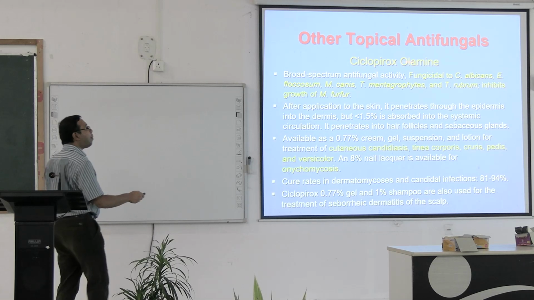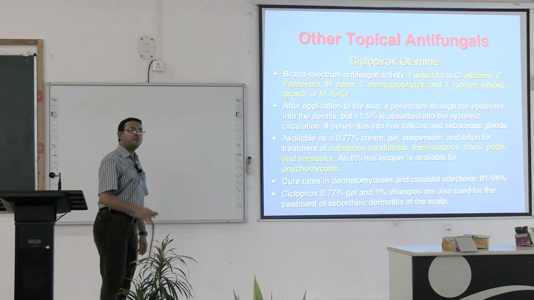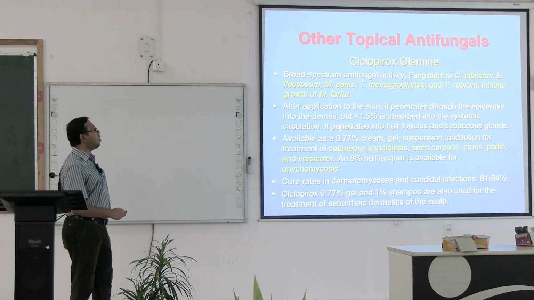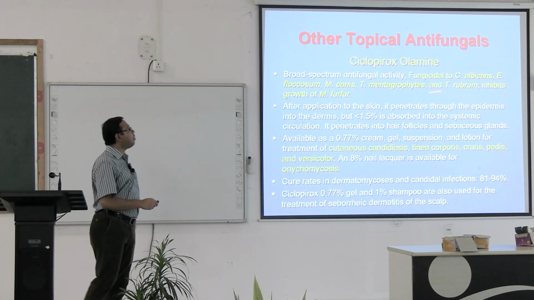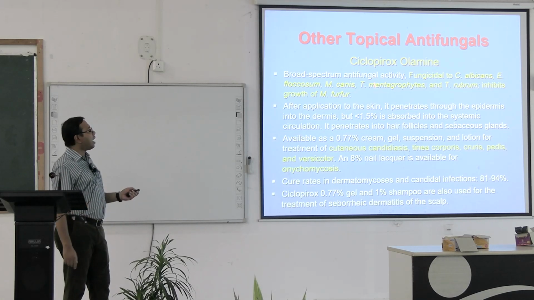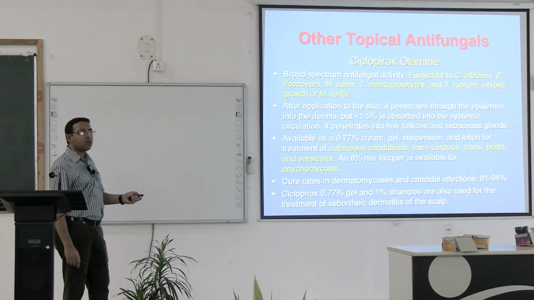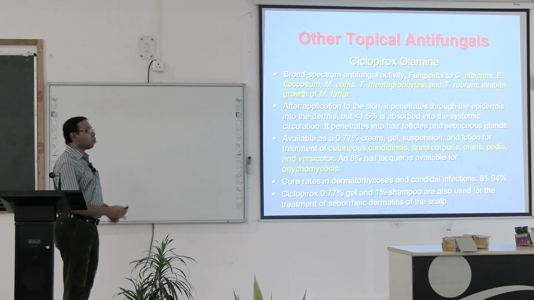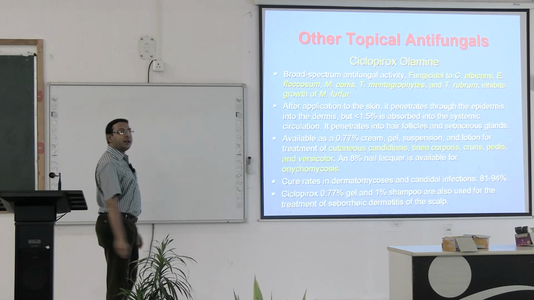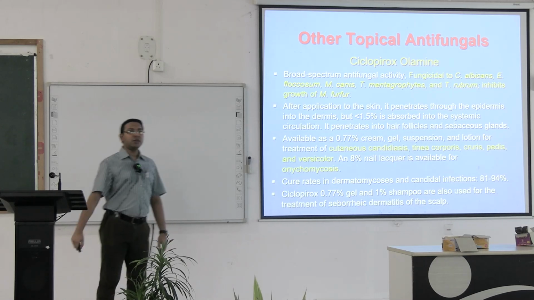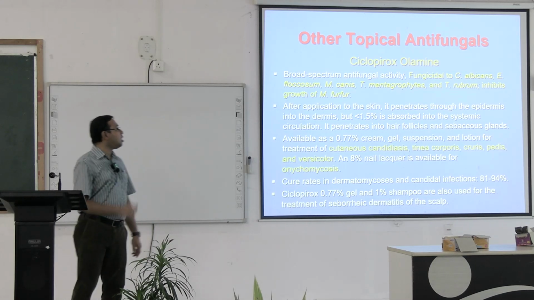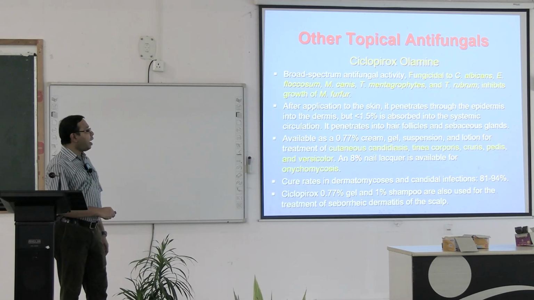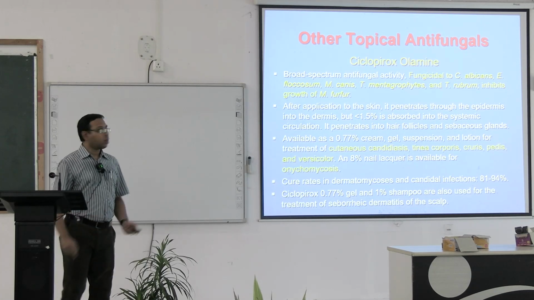For example, ciclopirox olamine, previously very commonly used, now somewhat decreased. They have broad spectrum antifungal activity, fungicidal to Candida albicans, Epidermophyton floccosum, Microsporum canis, Trichophyton rubrum, so different types of dermatophytes. They are mainly used in cutaneous candidiasis, Tinea corporis, Tinea cruris, Tinea pedis, Tinea versicolor. Also 8% nail lacquer is available that can be used in onychomycosis.